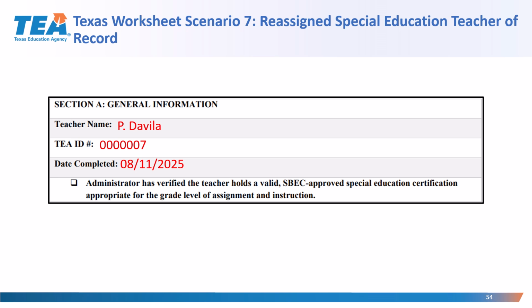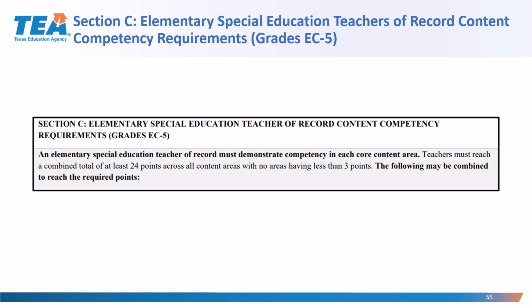Administrators will also verify that the teacher holds a valid SBEC-approved special education certification that is appropriate for the grade level of assignment and instruction. Next, because Mr. Davila is transitioning to an elementary special education teacher of record role, he needs to meet requirements within Section C of the Texas Worksheet by meeting a total of 24 points across all content areas, with no content areas having less than 3 points.